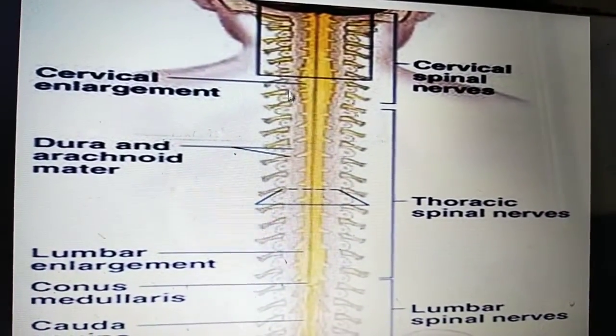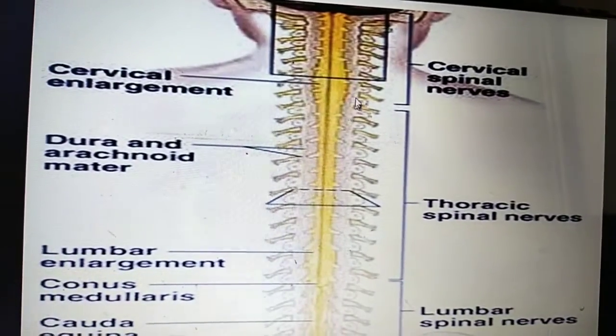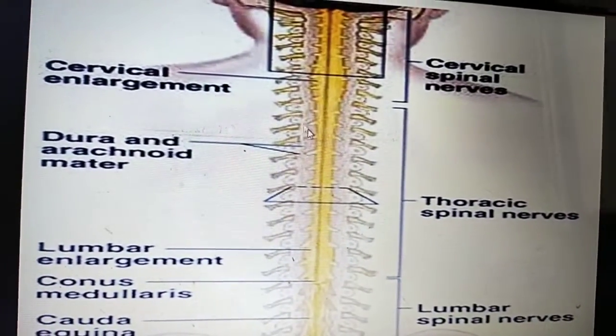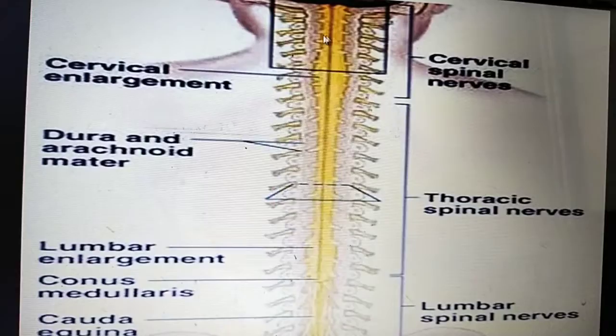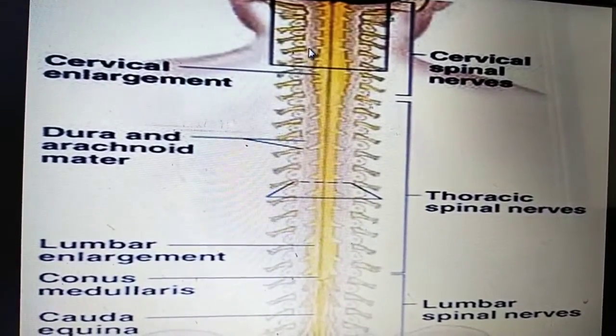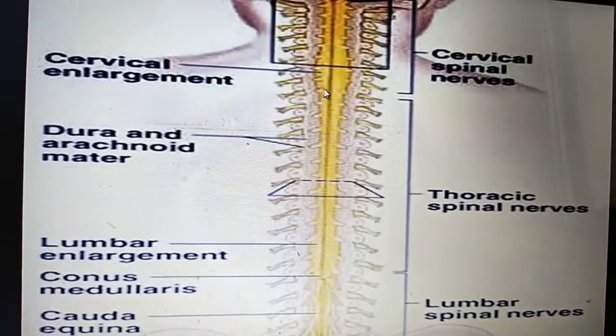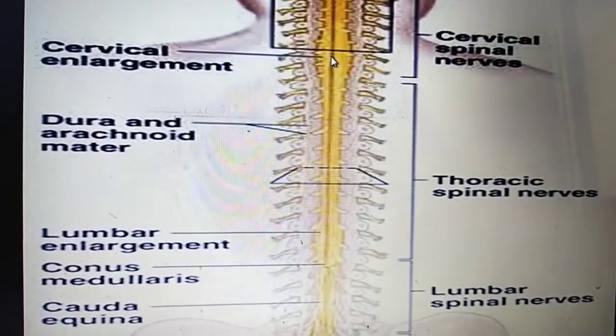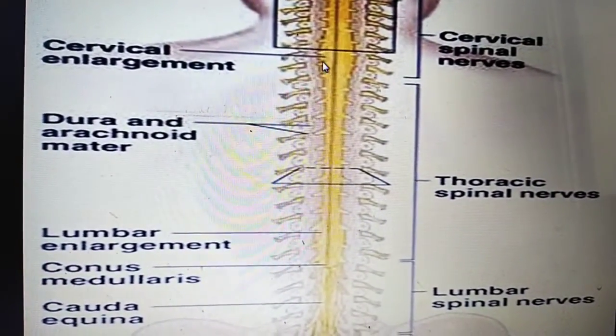Okay, this enlargement is known as the cervical enlargement. It gives rise to the brachial plexus and cervical plexus, and they supply the upper limb. Okay, this is the cervical enlargement.